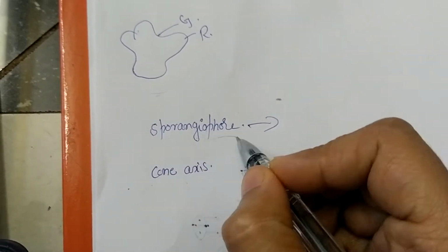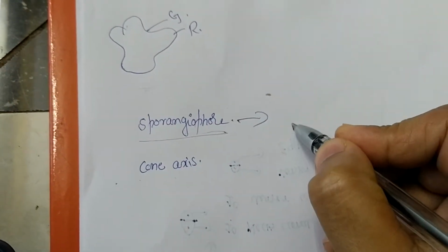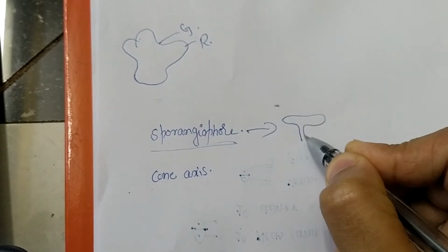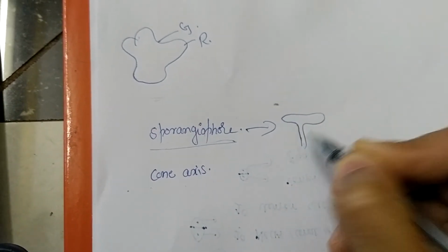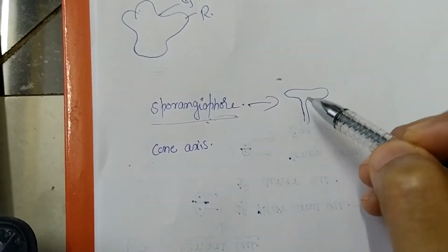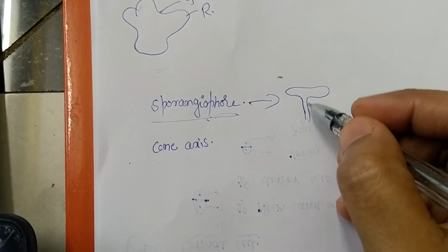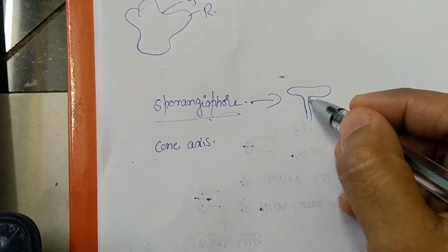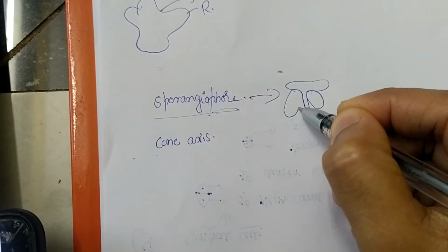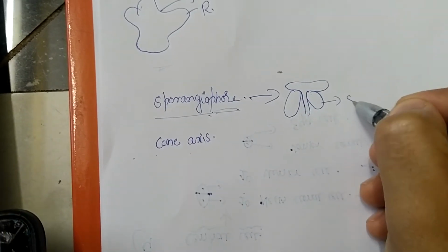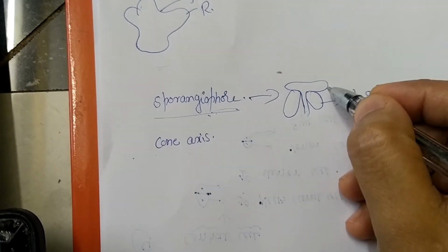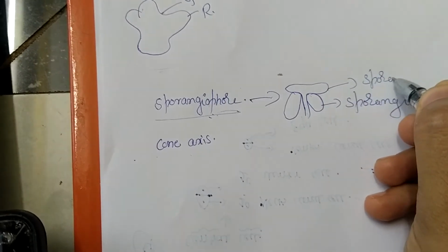Now this sporangiophore is a T-shaped or umbrella-shaped structure. A sporangiophore is nothing but a structure which is going to hold the sporangium. On the inner surface of this sporangiophore we have sac-like structures. These sac-like structures are nothing but sporangium. This structure is called a sporangiophore.